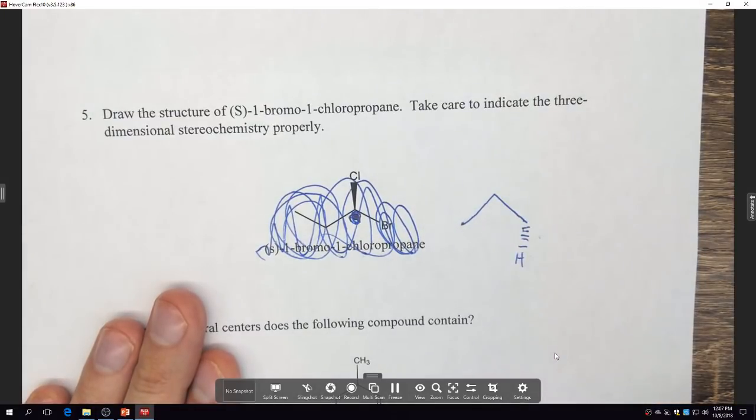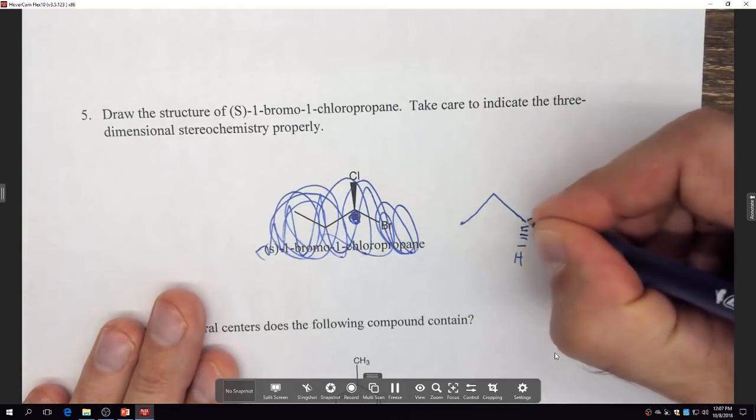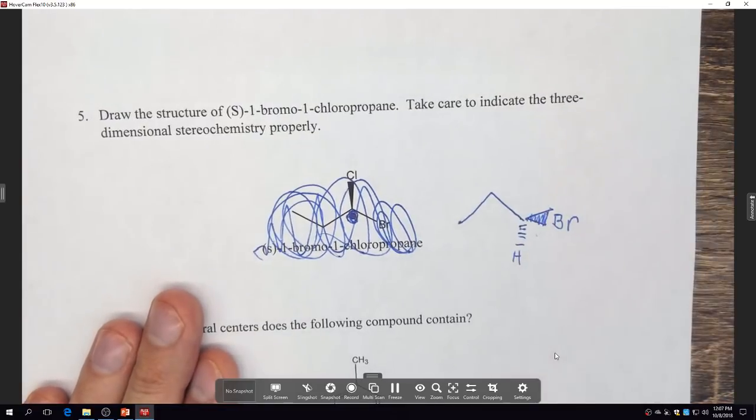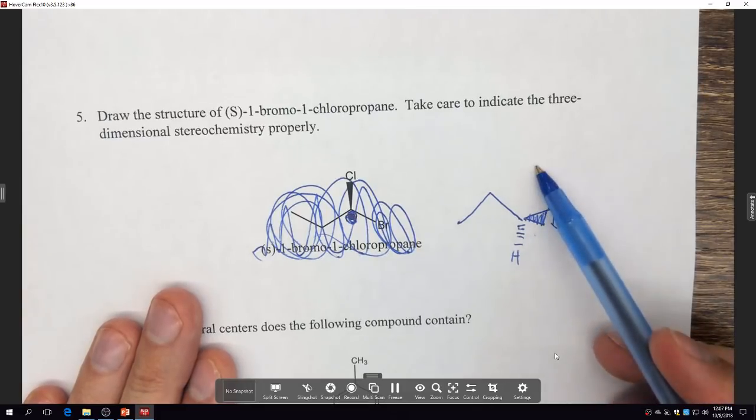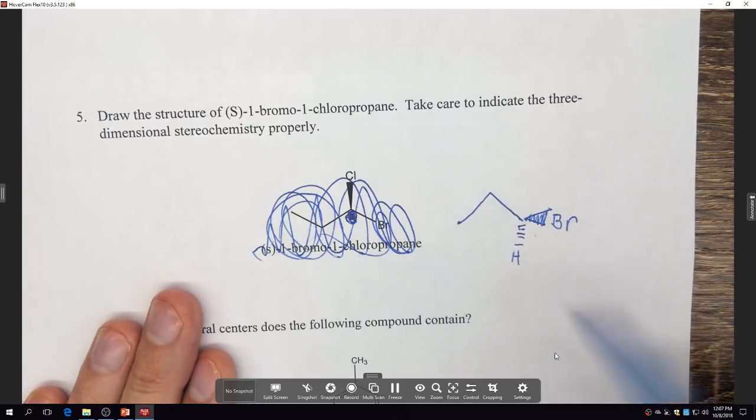Now, if it were me doing it, I would put the bromine to the front, because you got to put something to the front. So I'm going to put the bromine, the highest priority group, to the front. Now, I have 2 choices. First of all, which plane does the chlorine have to be in? The same plane as the paper. Said another way, it has to be drawn with just a straight line. So I have 2 choices.